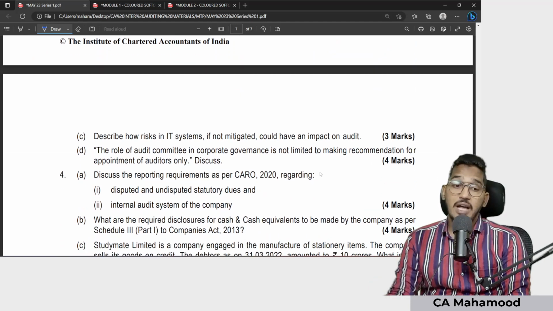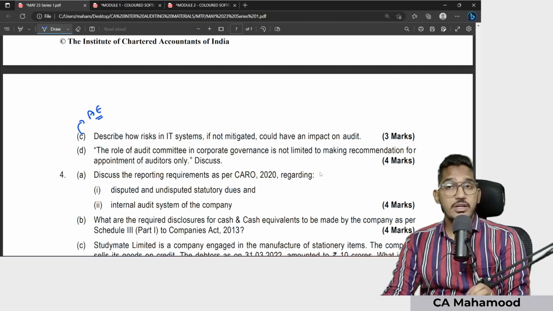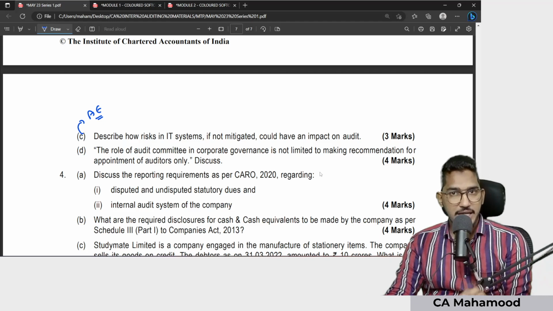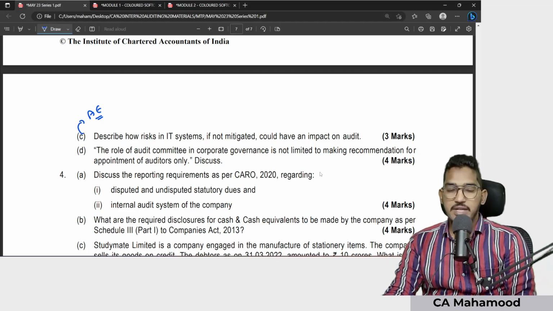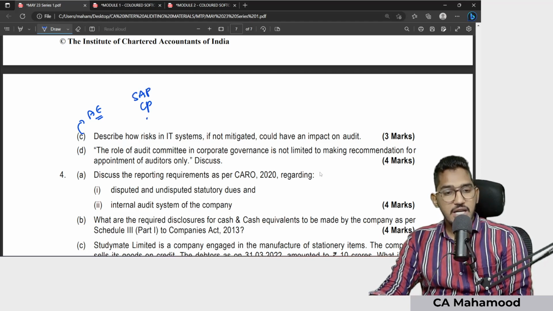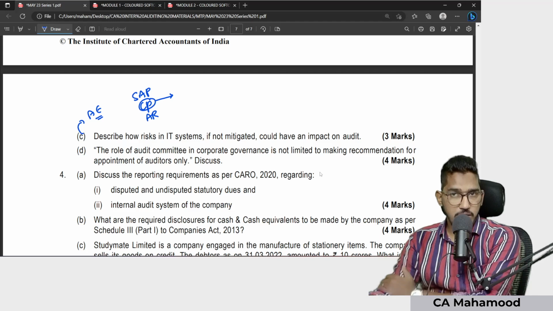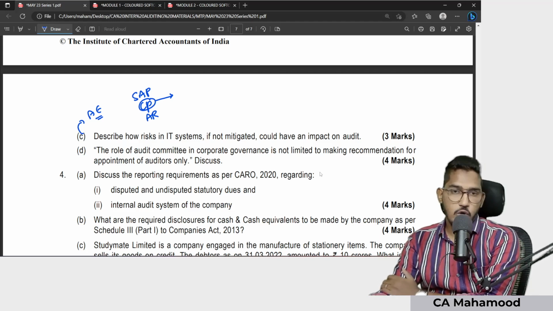Describe how risks in IT, if not mitigated, could have an impact on the audit. So this question is from audit in an automated environment. They are asking if risks in the automated environment are not mitigated, how it will have an impact on the audit. If IT risks are not mitigated, they will have an impact on substantive audit procedures, on compliance procedures, and even on the auditor's reporting. How will they have an impact on the compliance procedures? If IT risks are not mitigated, the auditor will not be able to rely on automated controls. If he decides not to rely on internal controls, he will perform more substantive audit procedures.